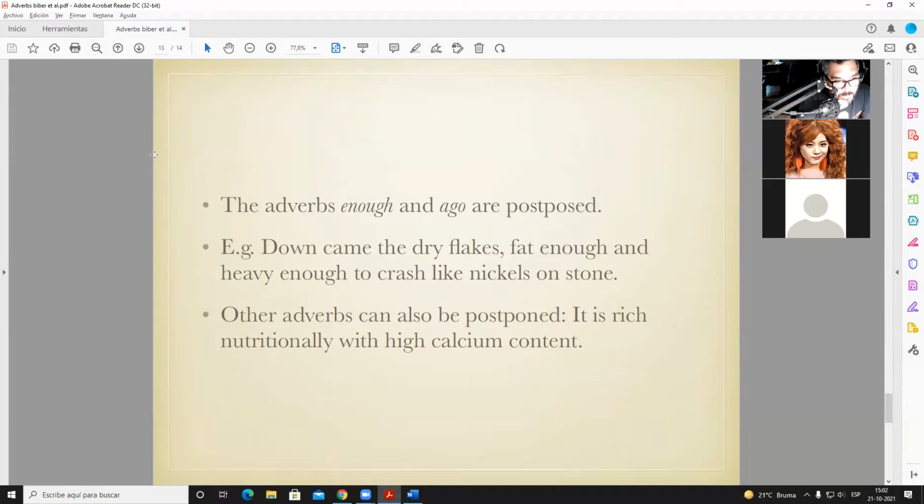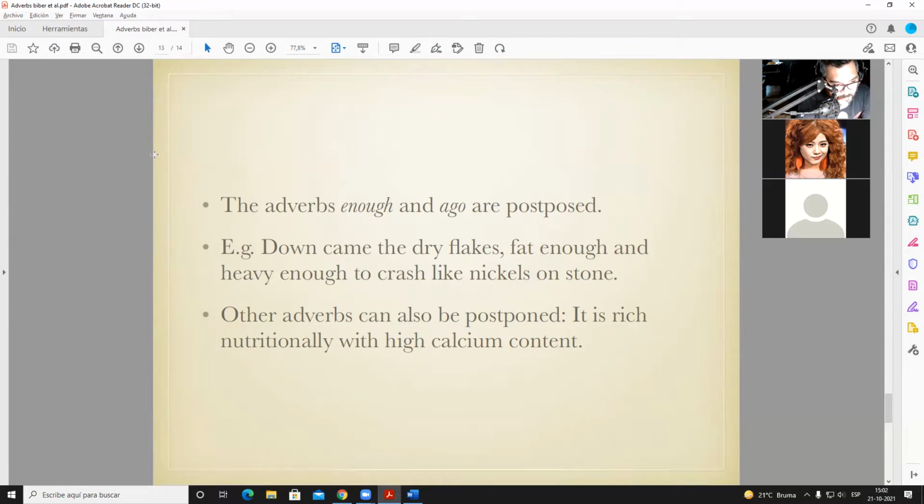The adverbs enough and ago are postposed. That is to say, they are used as postmodifiers instead of premodifiers. For example, down came the dry flakes, fat enough and heavy enough to crash like icicles on stone. There you can see that fat enough and heavy enough are adjective phrases where the adjective head is fat, and then enough is an adverb postmodifier. Careful.